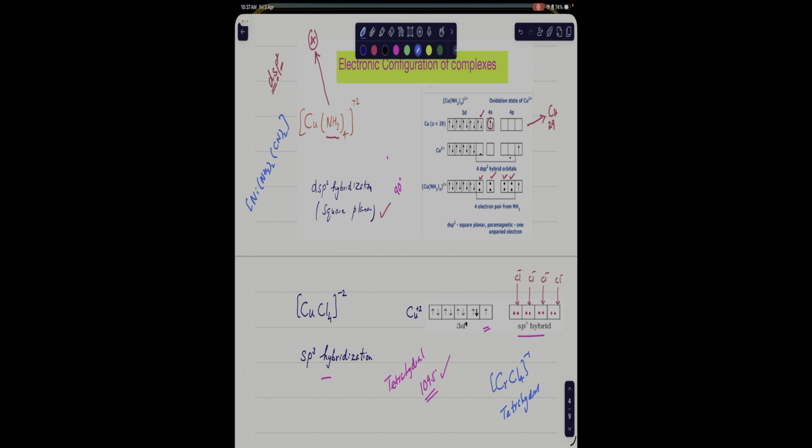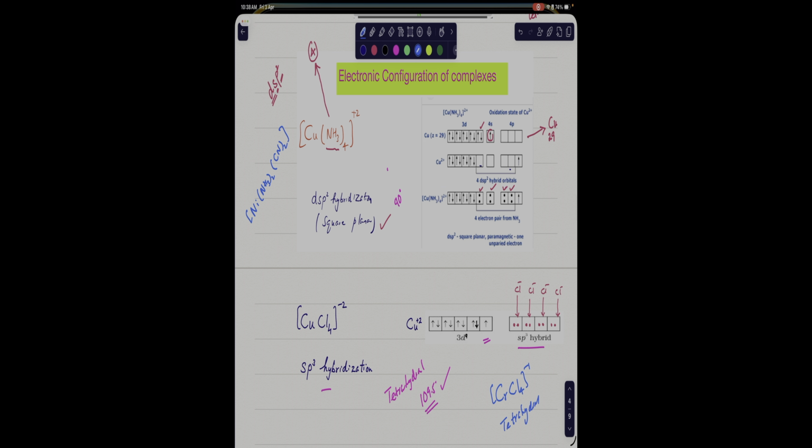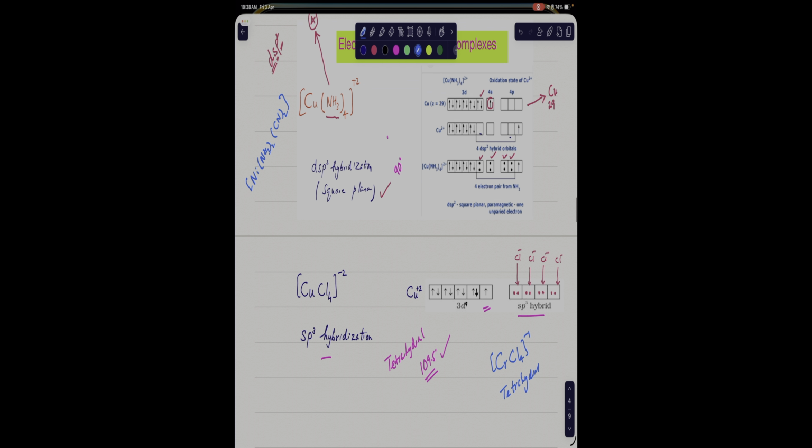To summarize, if a complex has 4 chloro ligands, all of these complexes will go for tetrahedral shape, because the hybridization will be sp3, and for sp3 hybridization the shape of the complex is tetrahedral. Other complexes which have 4 ligands that are not chloro ligands or not electronegative ligands will be square planar. Okay, I hope it's very clear. Now let's move on to the next topic.